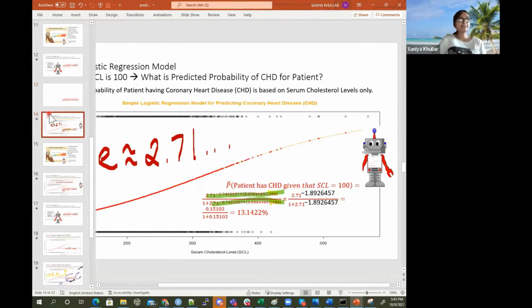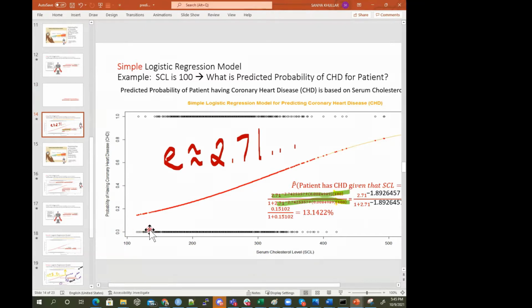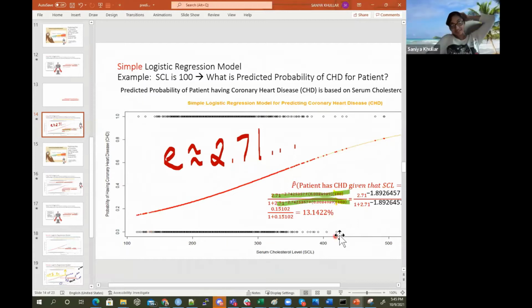So what happens is that we have probability of having coronary heart disease between 0 and 1. So if it's 0, what does 0 mean? What does it mean if there's a 0 probability of coronary heart disease? Means there's no way you can get it. Yeah, awesome.